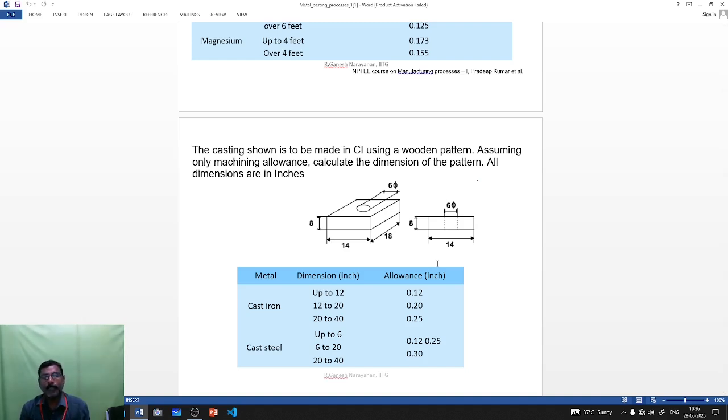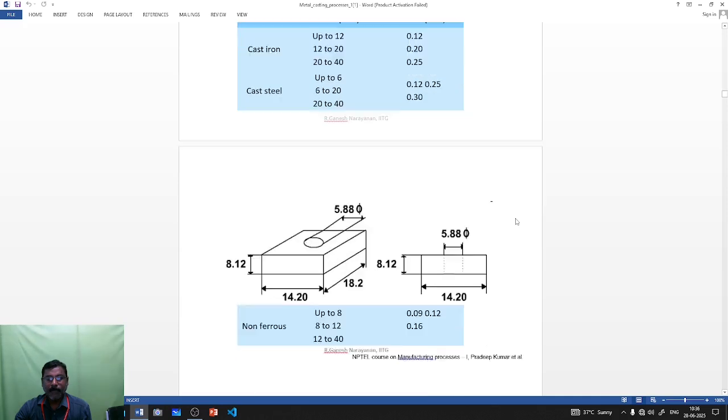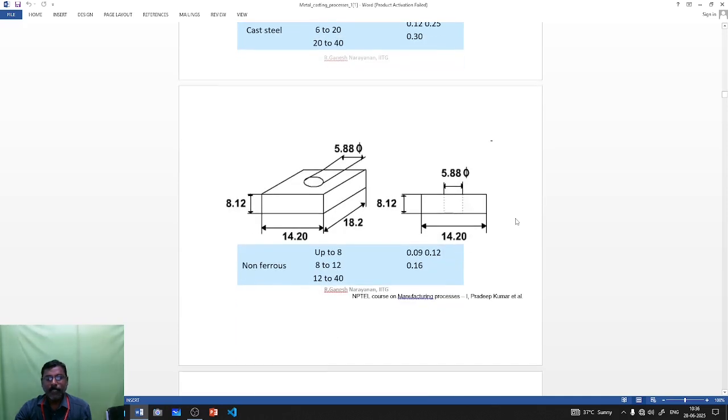The castings using a wooden pattern, assuming only machining allowance, calculate the dimension of the pattern. All dimensions are in inches. So cast iron, cast steel, etc. The non-ferrous is up to 4 inches. Then allowance is 0.09.